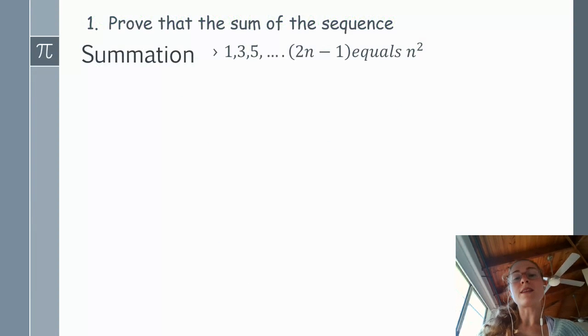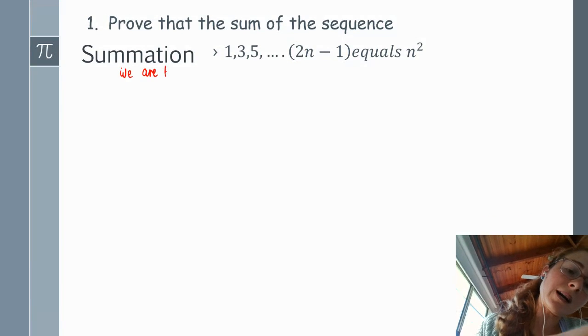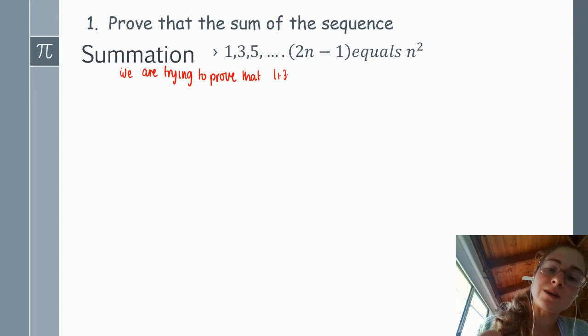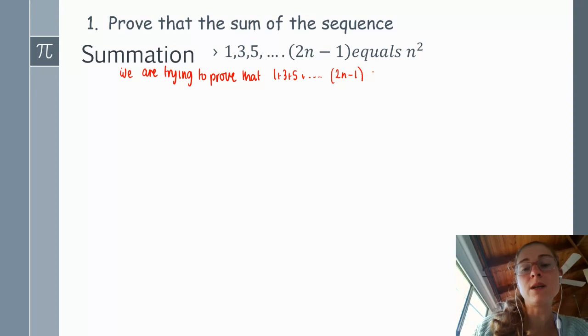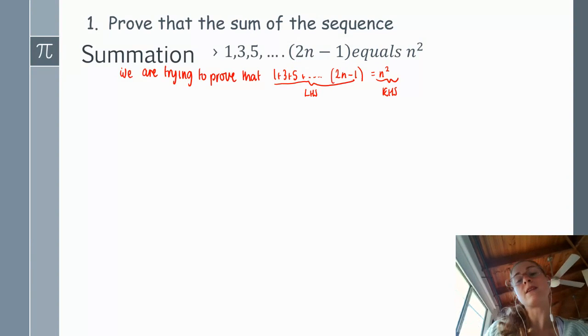We're going to prove the sum of this sequence, the one we had in the beginning, using proof by induction. So first, let's just note out exactly what we're trying to prove. We are trying to prove that 1 plus 3 plus 5 plus all of the way to our nth term, Tn minus 1, equals n squared. So I'm going to call this the left-hand side of my statement and this part the right-hand side. And I've got to prove that these two things are equal.